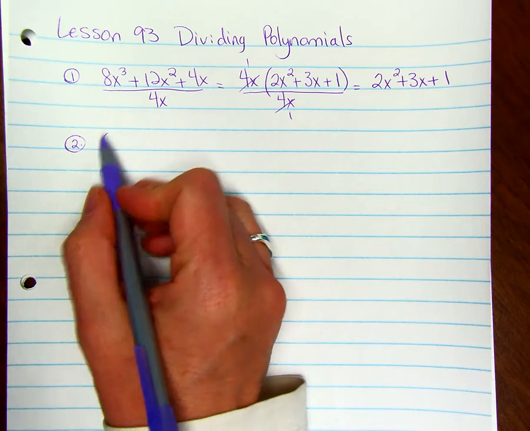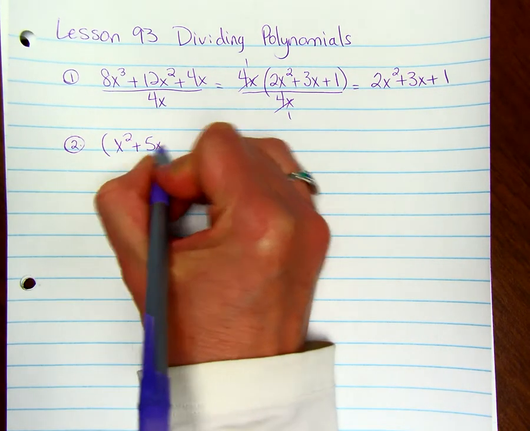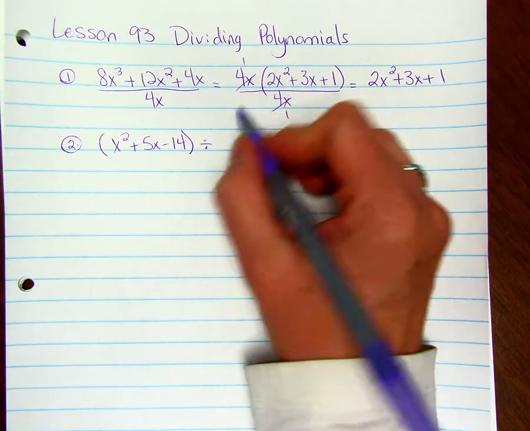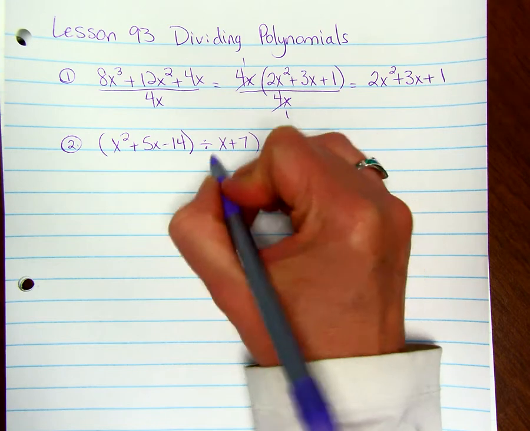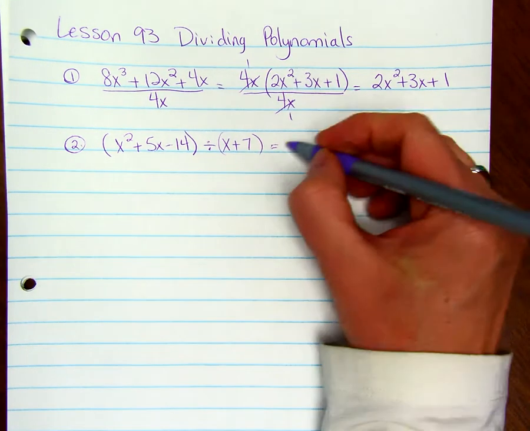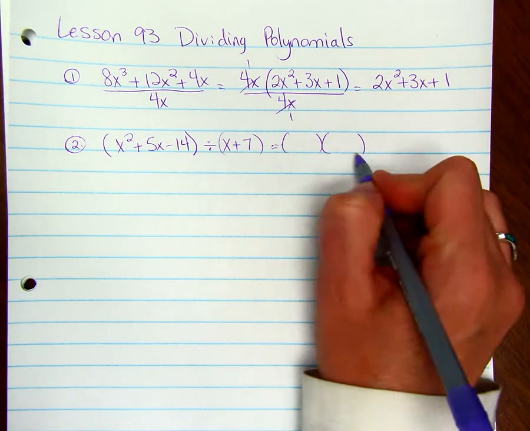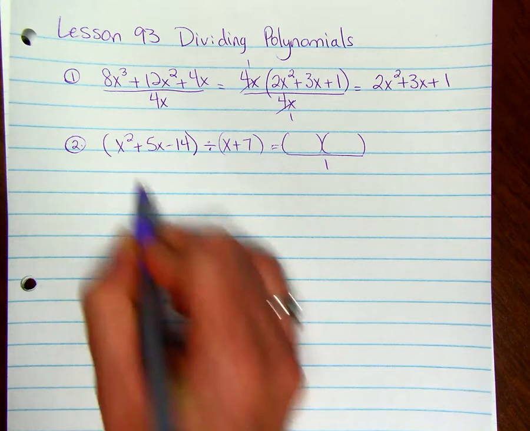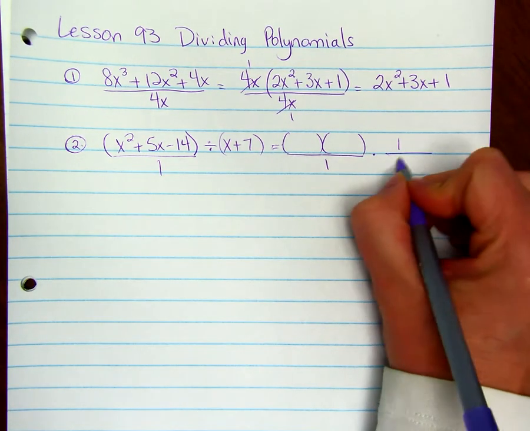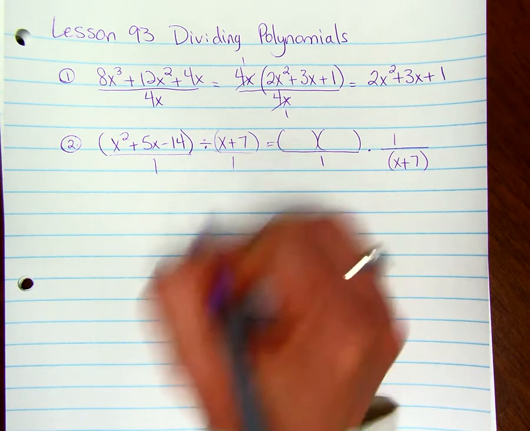Here's another example of this nature. So x squared plus 5x minus 14. Instead of writing a fraction, we're going to do a division bar, divided by x plus 7. So I'm going to keep the first one, and in doing so, I'm going to factor it and put it over 1. We're keeping our first fraction, then we're going to times it by the reciprocal of the second fraction.